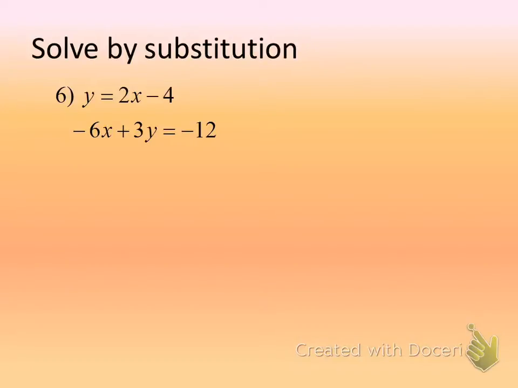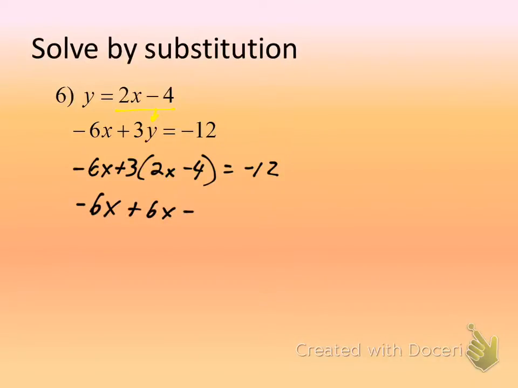All right, so you take that, you plug it in right there. Okay, go through the motions. Negative 6x plus 3 times (2x minus 4) equals negative 12. Distribute. Combine like terms. Now what happens?